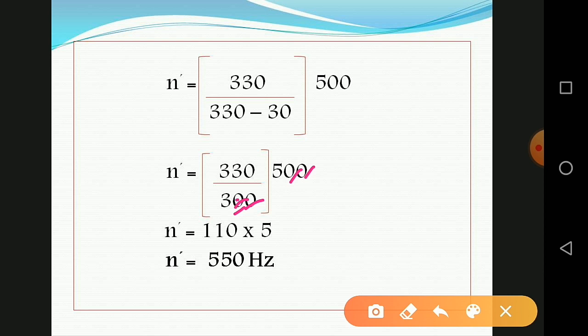So 3 ones are 3, and then 11 threes are 33. So 110 into 5. So it gives n dash is equal to 110 into 5. So n dash is equal to 550 hertz.